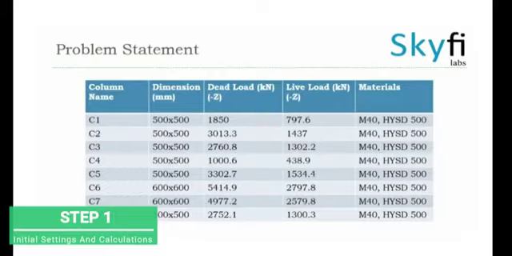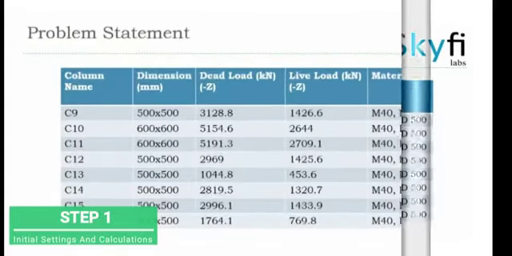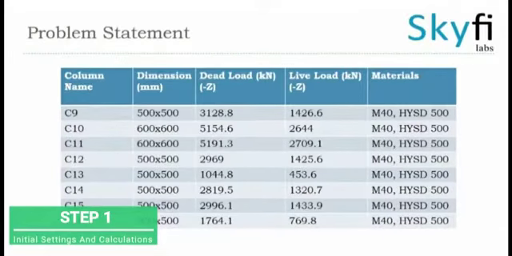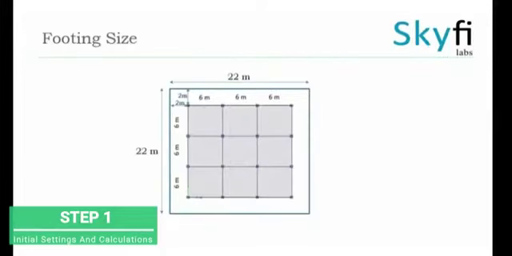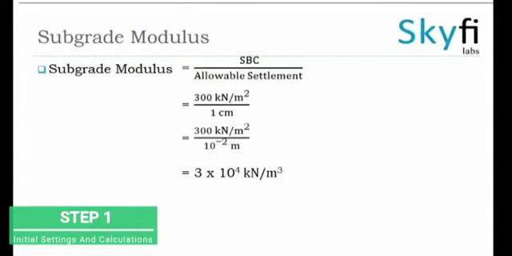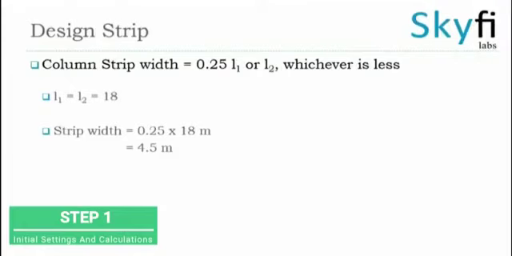Now this is the problem statement we got from our design problem. It is a footing of size 18 by 18 with a 2 meter extension on either side. This is how we have to find the subgrade modulus, and this is for the calculation of the design strip.